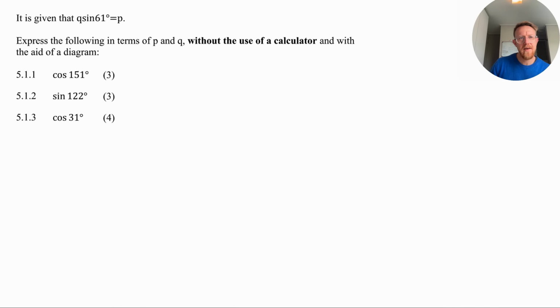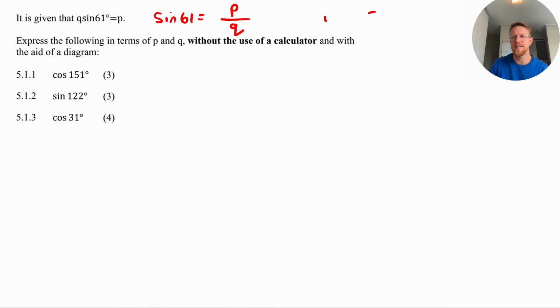It is given that Q sin 61 is equal to P. Express the following in terms of P and Q. So immediately, we've done questions like this before, but normally they would say something like sin of 43 equals K. We normally don't have a letter in the front, so the first thing I would do is get rid of that. So we would say sin 61 is going to be equal to P over Q.